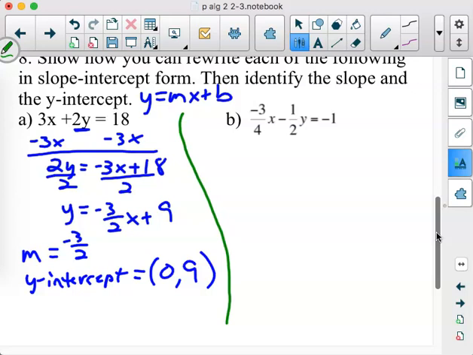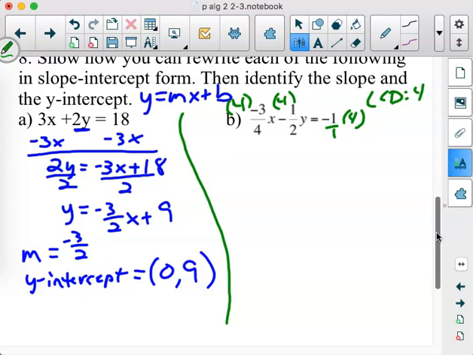So we have a 4, a 2, and a 1. What's the least common denominator for a 4, a 2, and a 1? 4. So we're going to multiply all 3 of these by 4. Remember, you can do that. That's the multiplication property of equality.